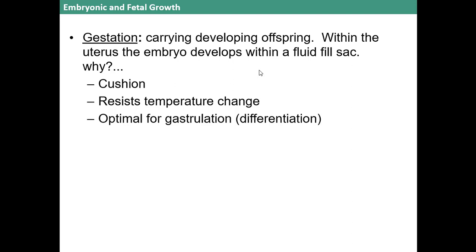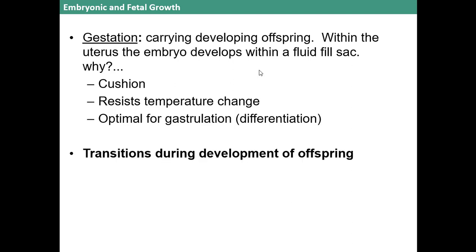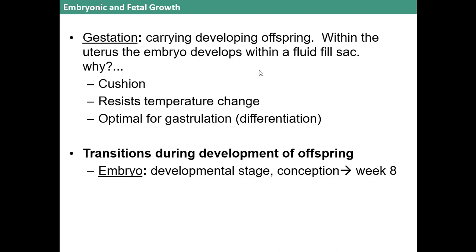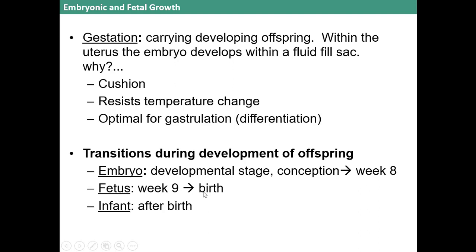So to go through the proper terminology to describe the development of offspring, an embryo is a developmental stage that starts with conception, after fertilization of the egg, up until week 8. And then a fetus is week 9 until birth. And then an infant is after birth.